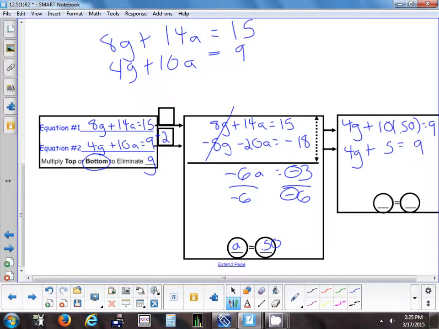Subtract. Subtract what? Subtract 5. Get that G by itself, right? Right, Ryan? Get that G by itself. Straight up G. 4G equals, 4G equals what, guys? 1. But it's money though. $1. Excellent. $1. Very, very good.